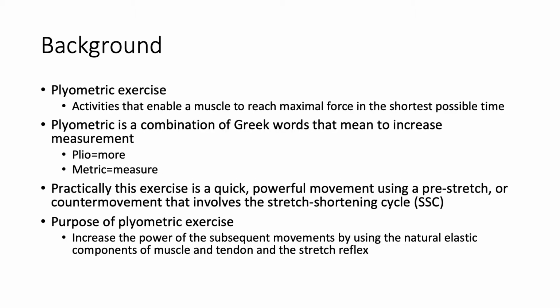Plyometric exercise refers to activities that enable a muscle to reach maximal force in the shortest possible time. Plyometric is a combination of Greek words that mean to increase measurement, where plyo equals more and metric equals measure. We can practically define plyometric exercise as a quick, powerful movement using a pre-stretch or counter movement that involves the stretch shortening cycle. The purpose of plyometric exercise is to increase the power of subsequent movements by using the natural elastic components of muscle and tendon and the stretch reflex.